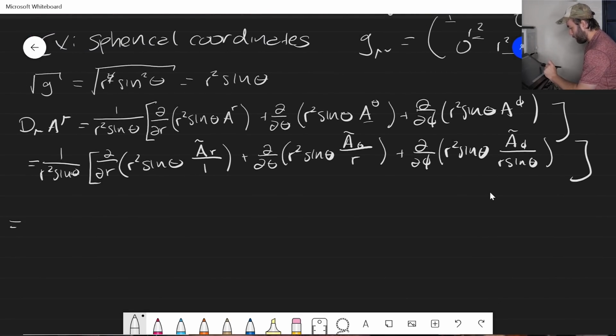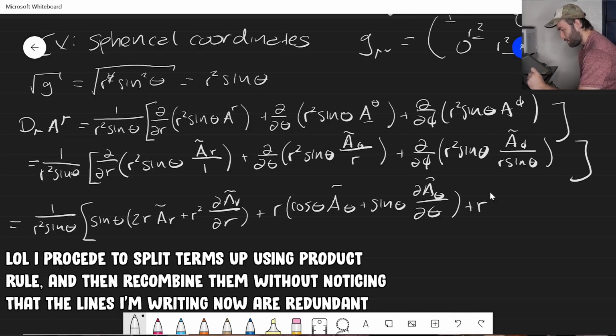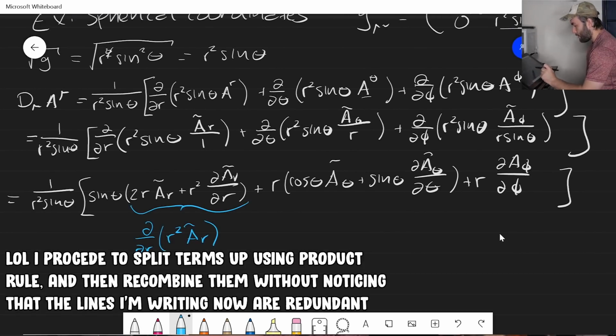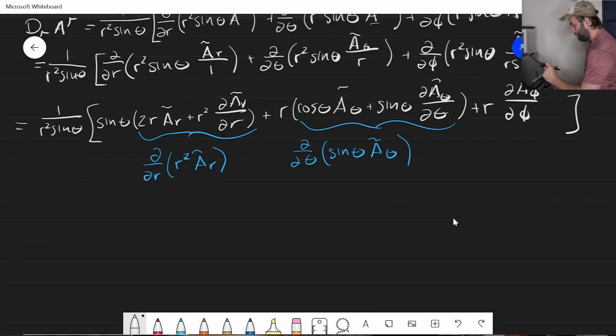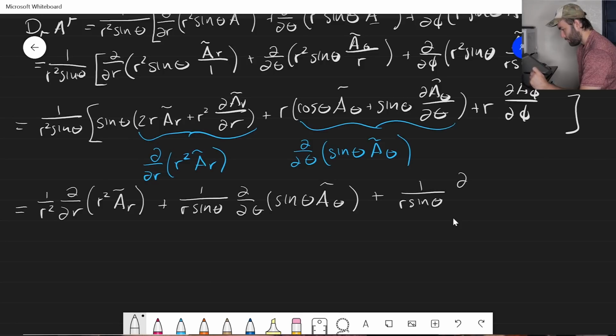So this whole thing will simplify into, and the sine of theta cancels in the first term, so this becomes 1 over r squared d over dr of r squared a sub r tilde, plus, one of these r's cancels, so we get a 1 over r sine theta d over d theta of sine theta a theta tilde, plus a 1 over r sine theta d a phi tilde, d phi.